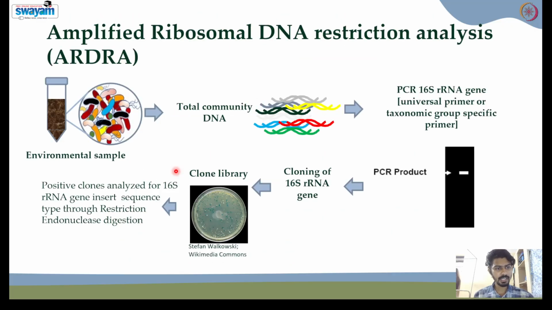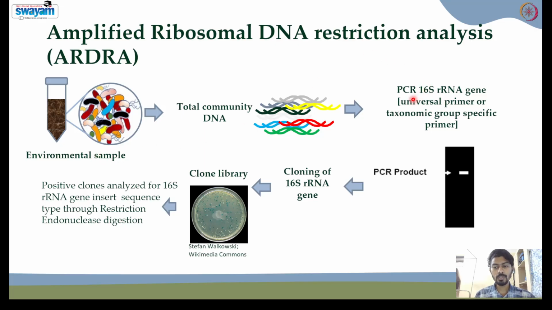Then we will move on to the first technique, which is amplified ribosomal DNA restriction analysis. The term itself describes that it helps us identify and classify microorganisms by analyzing their DNA sequence using restriction enzymes. Now we will see how it is done. First, as usual, you start with the environmental sample. It can be any environmental sample, water, wastewater, or soil. In the first step, you extract all the DNA together from the environmental sample.